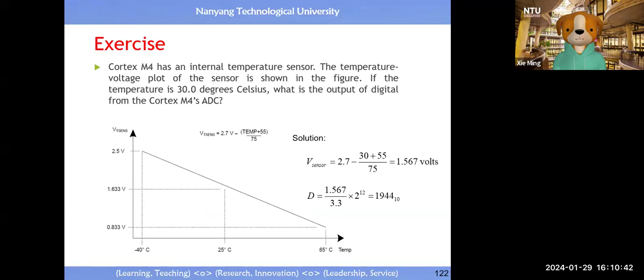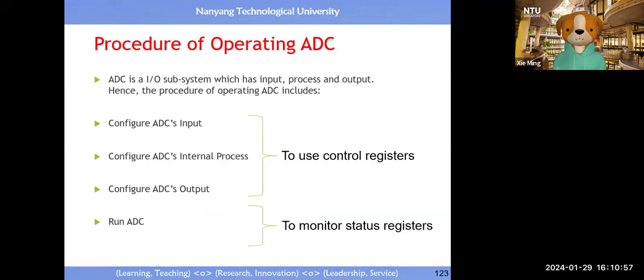This guy has a built-in temperature sensor, right? So you can use the built-in sensor to do a test conversion, to read the actual temperature of your microcontroller, of this node. So this is very useful, right? Okay, and how to use this is the same procedure.